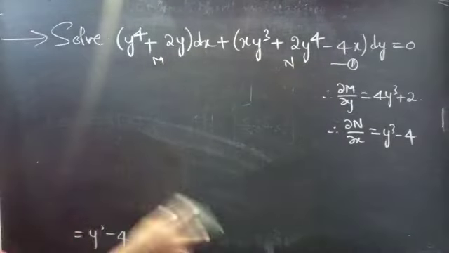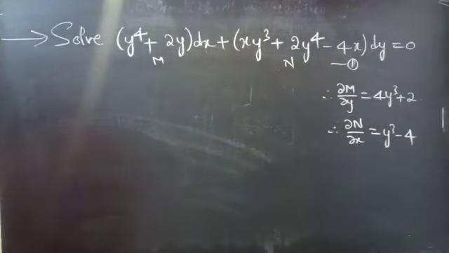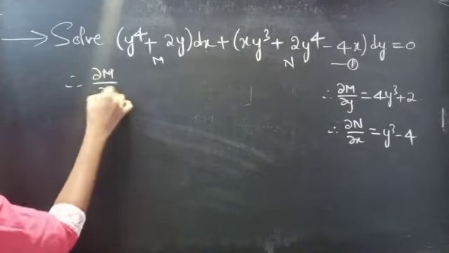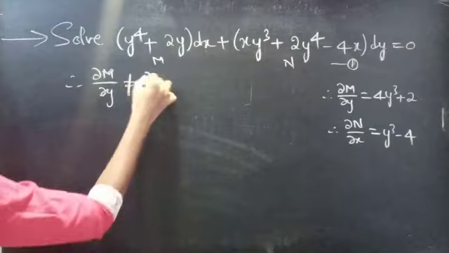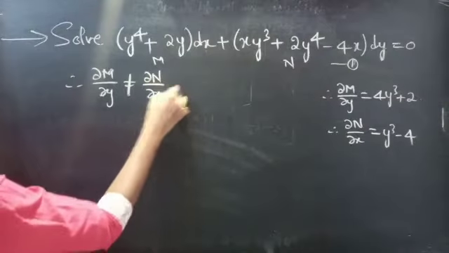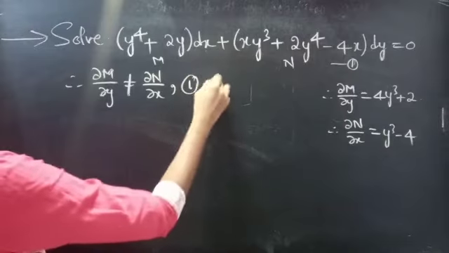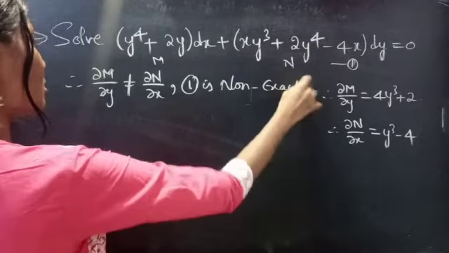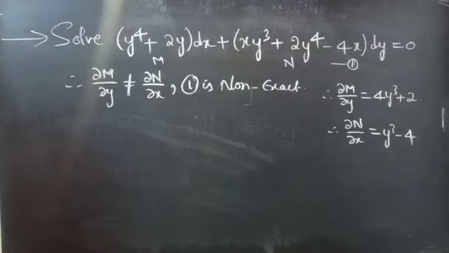So it's clear that partial derivative of M with respect to y is not equal to partial derivative of N with respect to x. From this we can say that equation 1 is non-exact. Since the equation is non-exact, we have to reduce the given equation to an exact equation using an integrating factor.